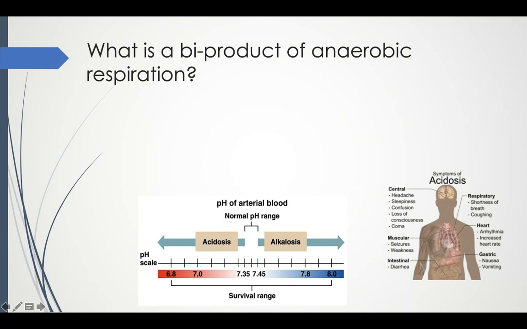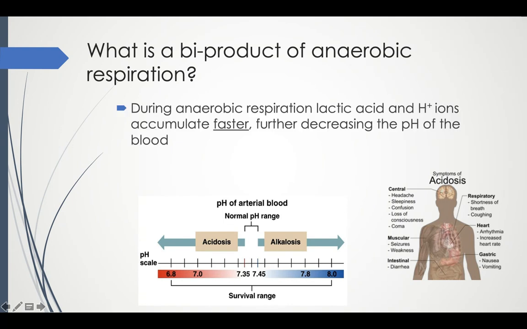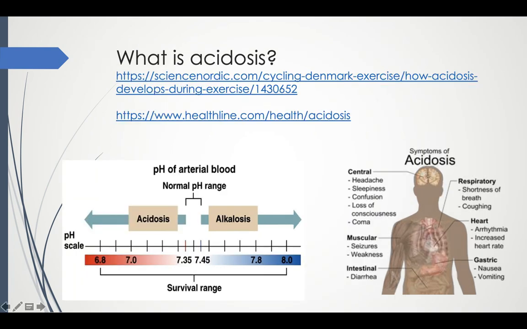Now, during anaerobic respiration, there's another byproduct, which is lactic acid. Now, lactic acid builds up, and so do hydrogen ions, much faster during anaerobic respiration. So what that does is it decreases the pH further, and then this can lead to acidosis. So there's a bit more information here if you follow these links in the PowerPoint about acidosis, just for you to read up on.